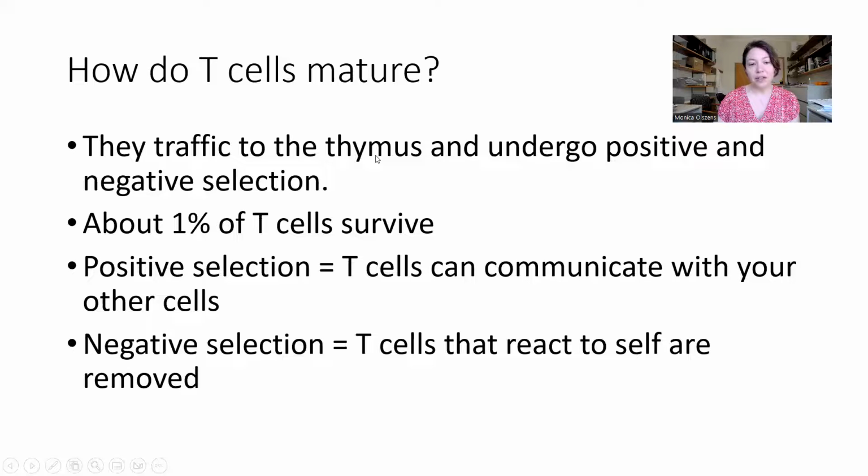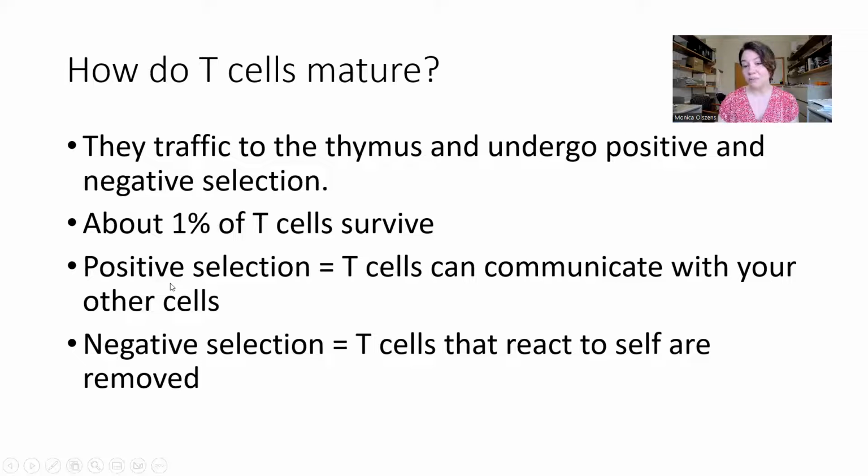So they're going to traffic to the thymus, and then they have 2 tests. The reason we have these tests in our body is to prevent uncontrolled autoimmune diseases. I'll tell you why. And I usually joke with my students, only 1% of T cells survive, so you're definitely going to do better than that in my class. Sorry, bad teacher joke. Okay, positive selection is that T cells can communicate with your other cells. This is a check to make sure that the T cell can identify either MHC class 1 or MHC class 2.